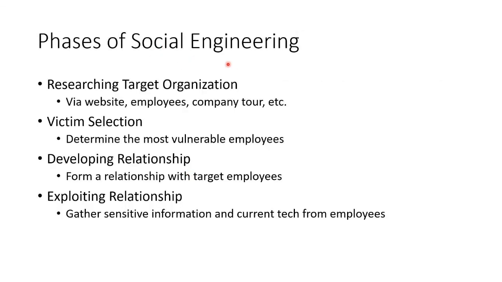The phases of social engineering. First of all, we research the target organization. We look at the website, employees, company. We try to identify potential people. We select a victim. We go for what we think are the most vulnerable of the employees. We develop a relationship with them. We get them to trust us, to think that we're familiar. And then we exploit that relationship, getting sensitive information or current technology or whatever. So that's a quick overview of social engineering.